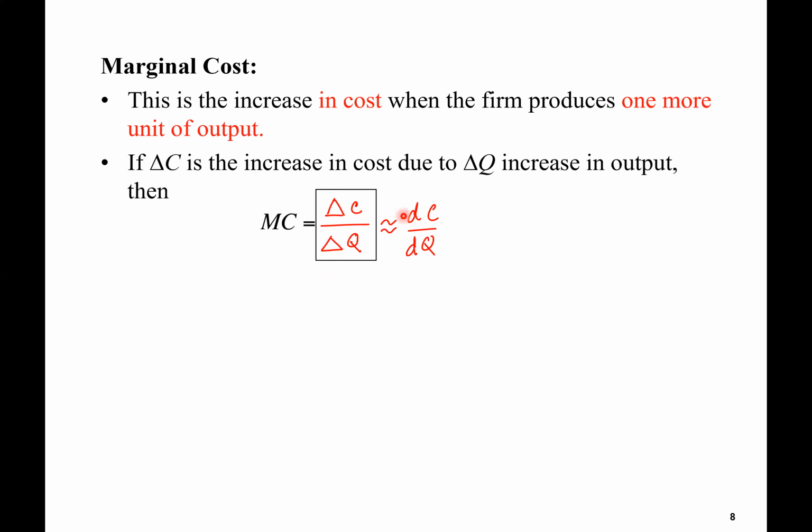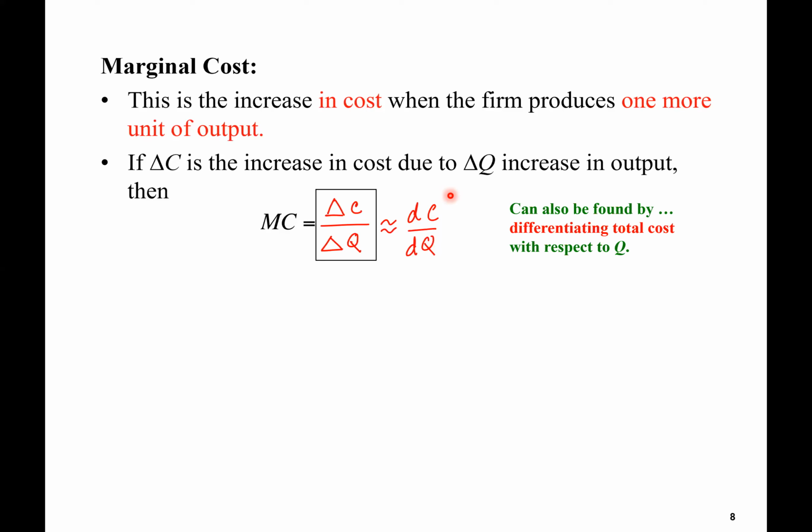Now, as we have seen several times before, if these delta terms are really tiny, then this ratio can be measured by differentiation. Basically, we're talking about differentiating cost with respect to output. If we know the cost function, we can differentiate that with respect to output, and we can find out the formula for marginal cost. I'm going to show you an example at the bottom of this screen.